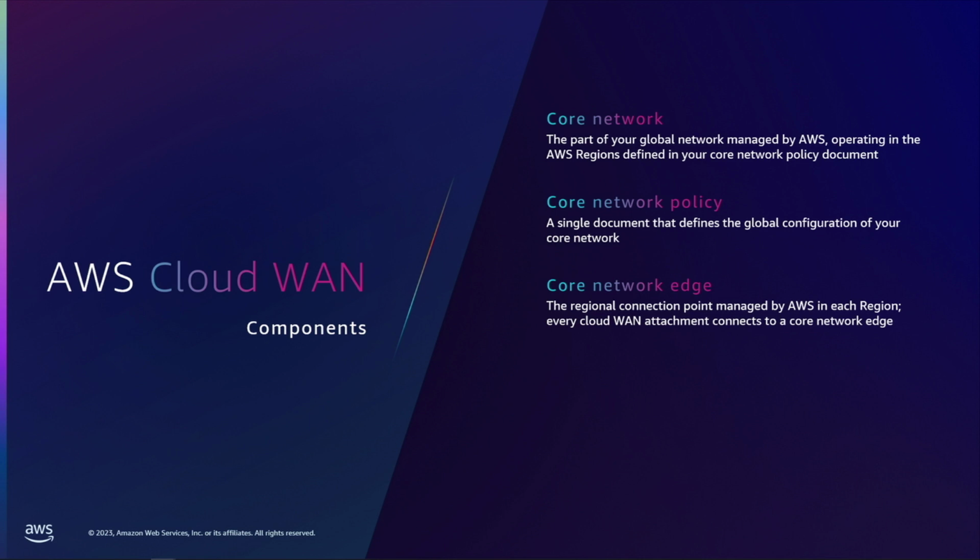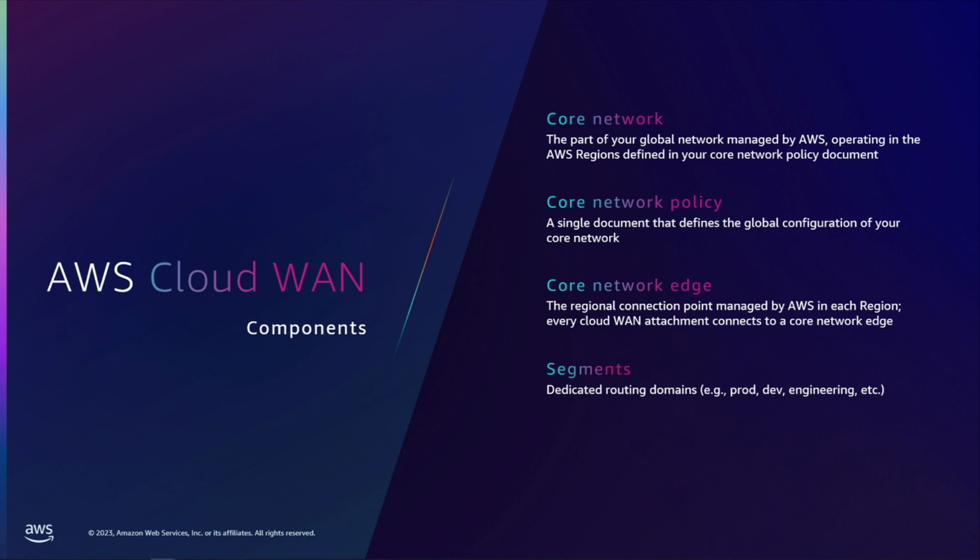The next thing is the core network edge. Those are the regional connection endpoints that are again managed by AWS. Based on the regions defined in your core network policies, AWS Cloud WAN creates the core network edge in those regions. These core network edges form a full mesh peering, creating a highly resilient network. And all your attachments connect to these core network edges.